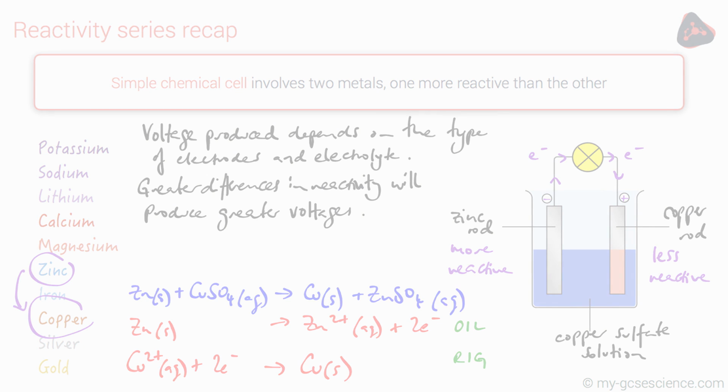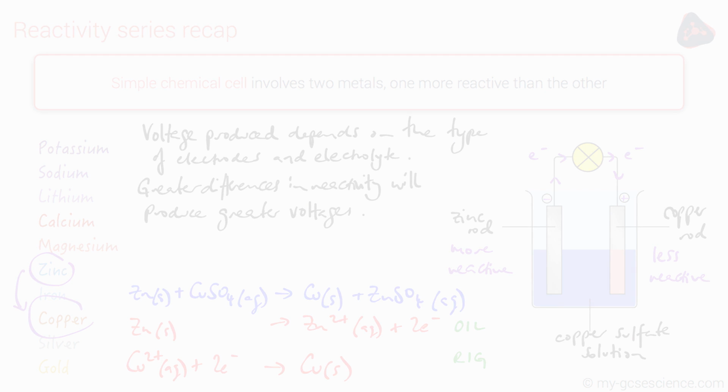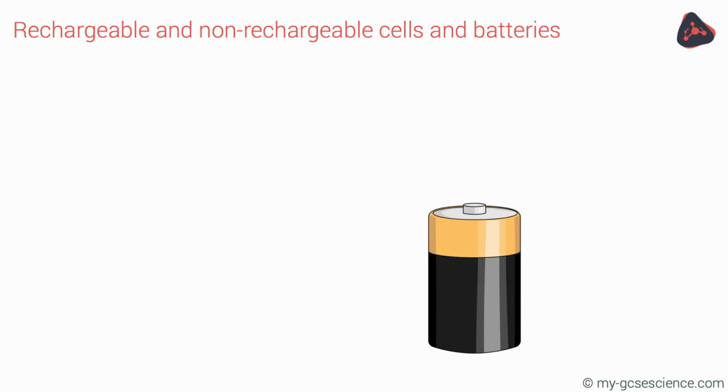So you might be wondering how this beaker containing two metal rods in a salt solution can help you power your phone, your flashlight, or something like that. So let's look at how this relates to batteries. A battery is basically a name for a cell. Strictly, a battery is a series of cells that are joined together to produce more electricity.